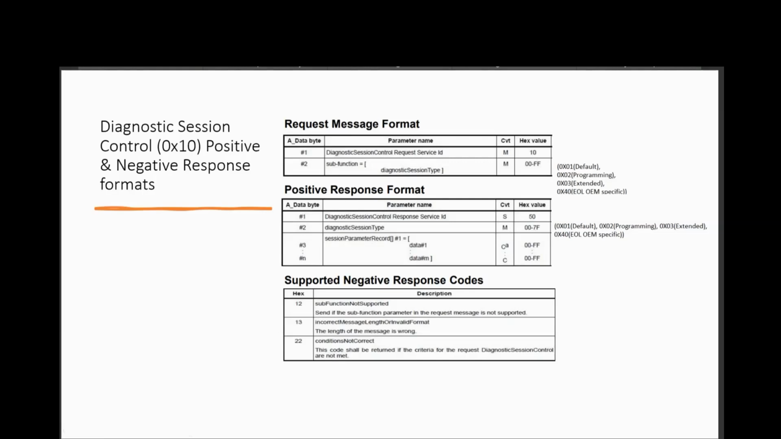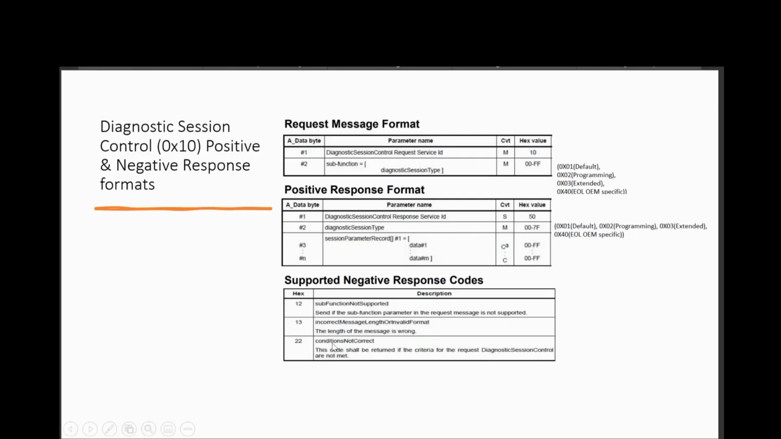And incorrect message length or invalid format. For example, usually we have to give only 2 bytes, 10 03 or 02, like that. So if we give 3 bytes, for example, 10, 01, 04, that is the wrong format. Then the ECU will throw incorrect message length or invalid format.